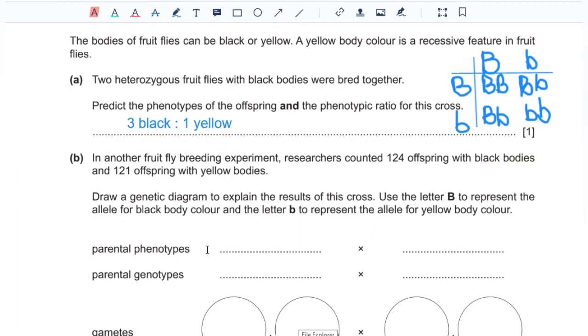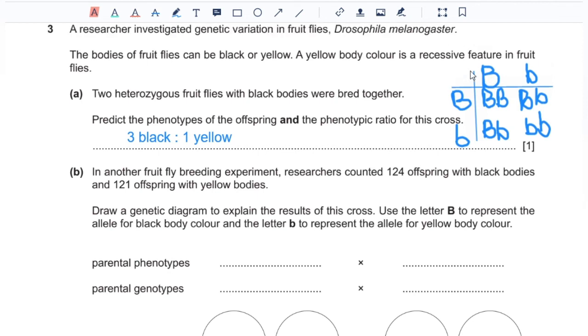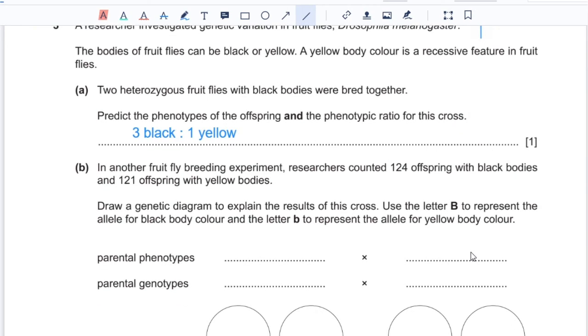Here I've used the capital B letter to represent the allele for black color since it's the dominant trait, and small b to represent the recessive feature, which is the yellow body color. And so when you cross two heterozygous individuals, you'll have the two different alleles, one dominant, one recessive, and as you can see over here in the Punnett square, you'll have three of the individuals with the dominant trait, which is the black body color, since they have at least one dominant allele, and only one offspring will have the yellow body color, with two of the recessive alleles.